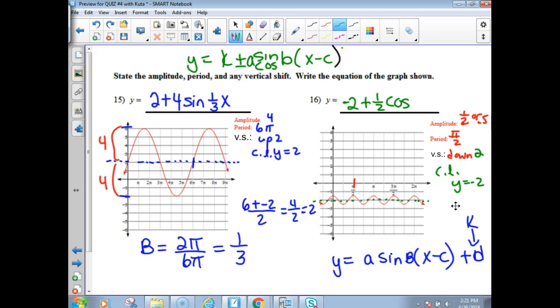Now I've got to figure out the b value for the period. So 2 pi divided by pi over 2. That's how you get b. 2 pi times 2 over pi gives you 4. So it would be 4x or 4 theta.